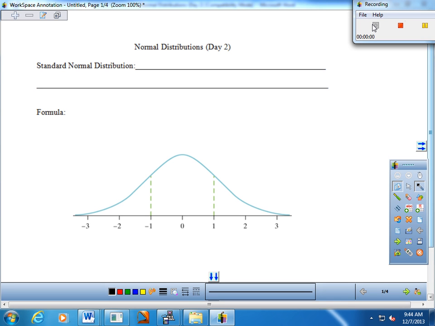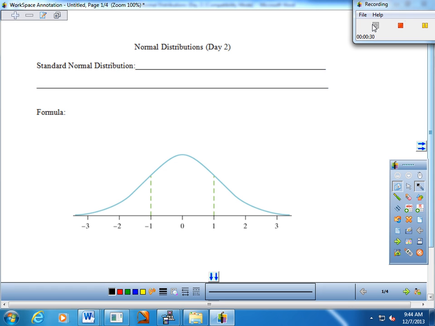Welcome. Today's notes worksheet is entitled Normal Distributions Day 2. This most certainly is a continuation of the previous notes worksheet, primarily dealing with the introduction of normal distributions. But what we want to do today is move a little bit beyond the 68, 95, 99.7 rule and see if we can develop some ideas for values that are a little bit different than 1, 2, or 3 standard deviations above or below the mean.